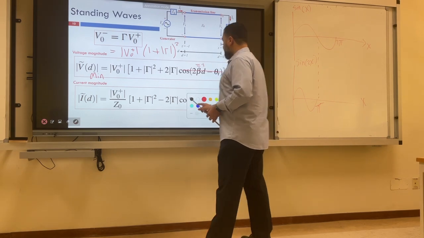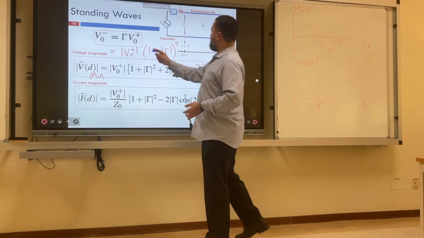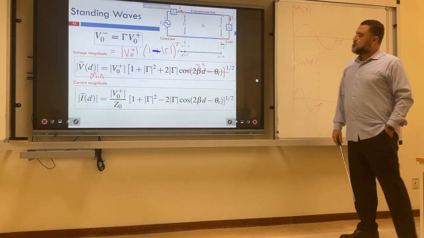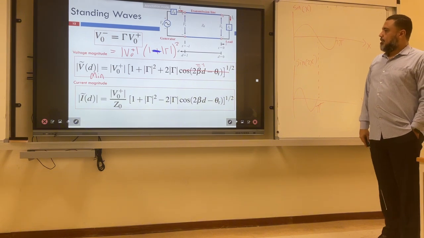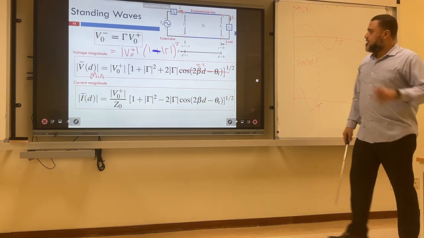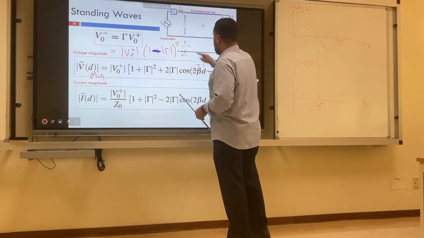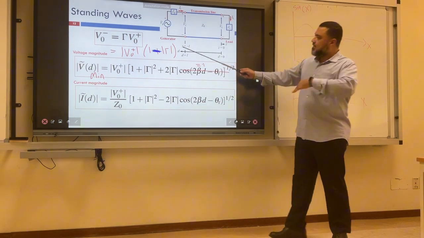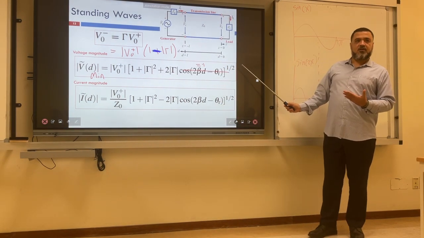So doesn't the square root take the square? We have a square root here. Yes, we'll remove this guy. Max and minimum could happen because we have 1 over 2 here.